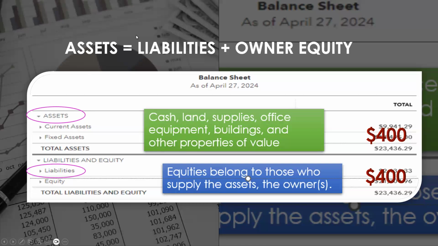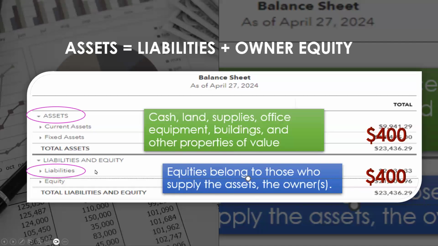Remember, assets equals total liabilities plus owner equities. Every balance sheet is going to say assets in its own classification, its own section on the balance sheet. And then down here, the other part of the balance sheet is the total liabilities and equity together, just like the accounting equation. Okay? Equities belong to those who supply the assets. So when equity, I didn't put that on there. This should be about liabilities.